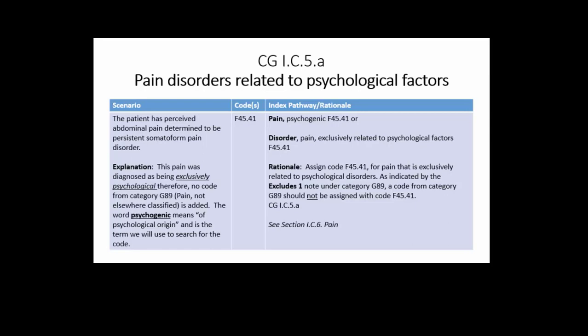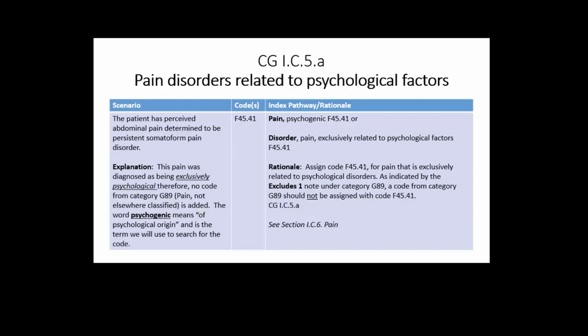The patient has perceived abdominal pain determined to be persistent somatoform pain disorder. In this statement, the physician has stated that the pain is diagnosed as being exclusively psychological. Therefore, no code from category G89 would be added.